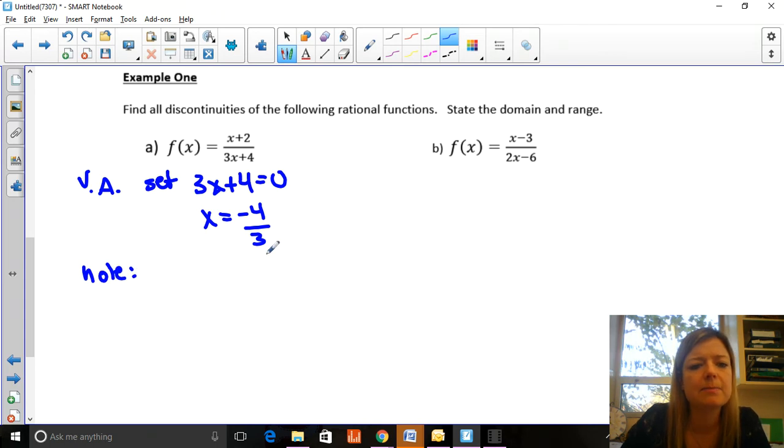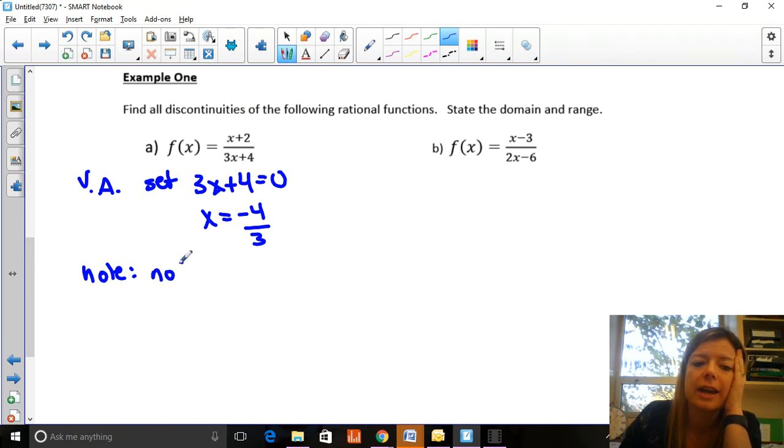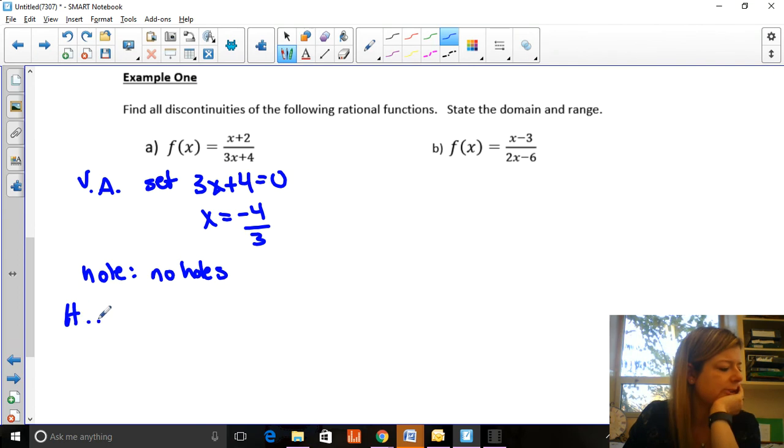So basically, does -4/3 make the numerator -4/3? No, it makes it a number not 0. Sorry. Does -4/3 make the numerator 0? It doesn't, so that means there's no holes. Okay, holes only exist if you have a 0 of the denominator that also makes the numerator 0. So now I check for my horizontal asymptote.